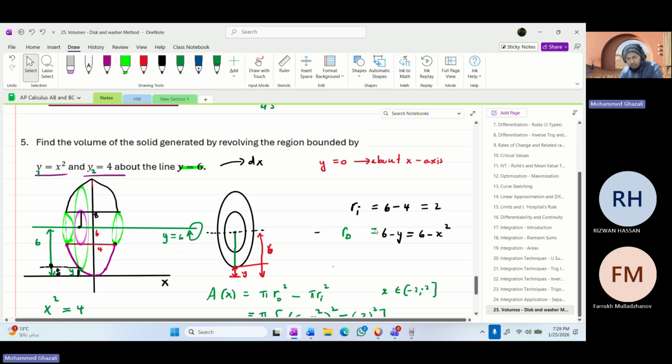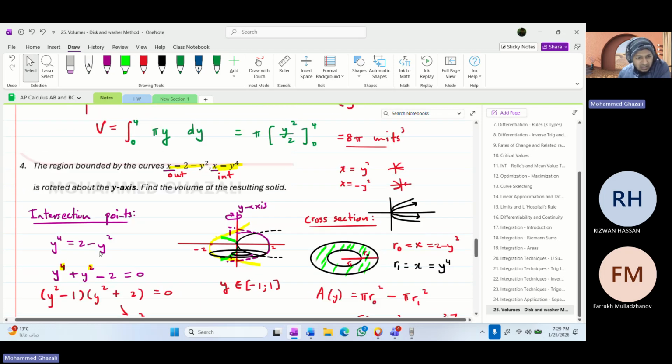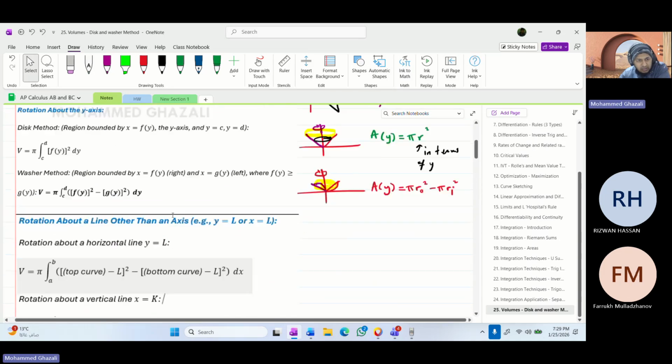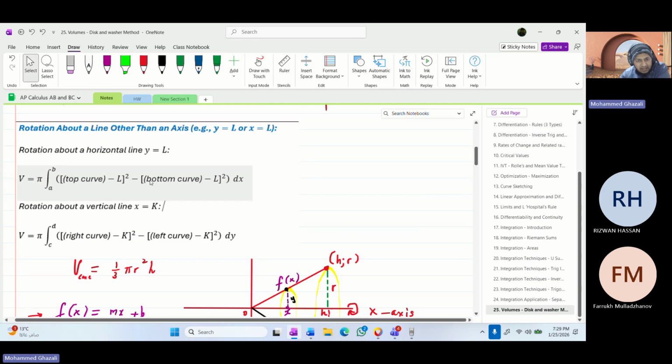Now, let's look at the rules for this. What happens when you rotate about a line? You can learn the rules, but I just like to draw it and check. Rotating about a line, we were rotating about y equals L. So it's top curve minus L all squared, or you can say L minus top curve squared, and L minus bottom curve squared. Because you are squaring, it doesn't matter whether it's L minus or not. You can just say top curve minus L squared, bottom curve minus L squared.